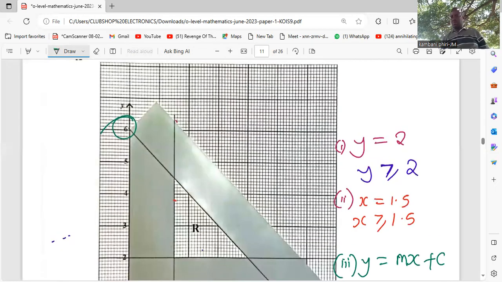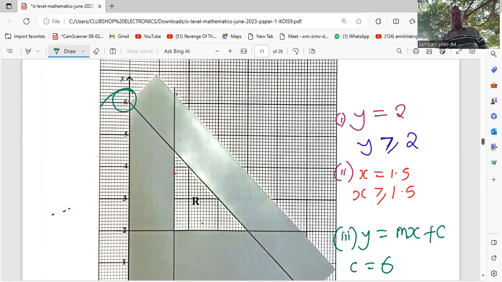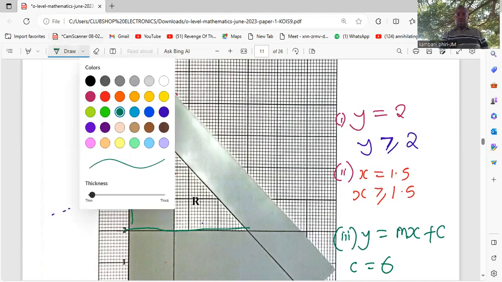All right, so the y-intercept is 6. Then we can get the gradient defined by y2 minus y1. Or if you want, you can even use the triangle method. You can just find this distance here and this distance here. Okay? Get your gradient.